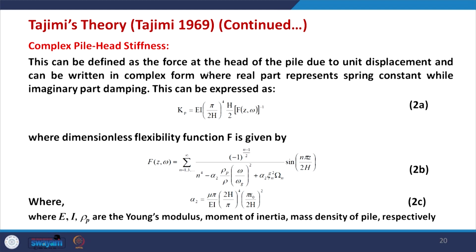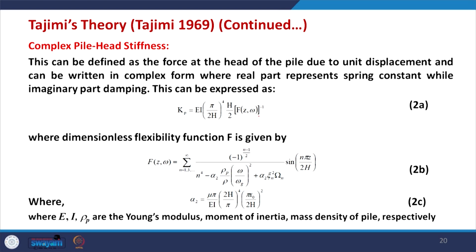This can be defined as the force at the head of the pile due to unit displacement, written in complex form, where the real part represents the spring constant while the imaginary part represents the damping, and this is expressed in equation 2a. In equation 2a, what is EI? EI is the flexural rigidity of the pile, not the soil. H is the total thickness of the soil layer or the length of the pile, being an end bearing pile, which will be the same.